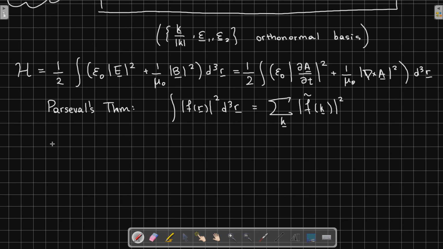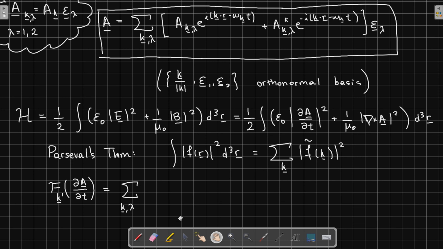Okay, so our first goal will be to find the Fourier transform of the electric field. Now, I'll do the Fourier transform in the variable k prime, because there's going to be a lot of k's flying around. So I'll do it in the variable k prime. And this is quite simple to see.